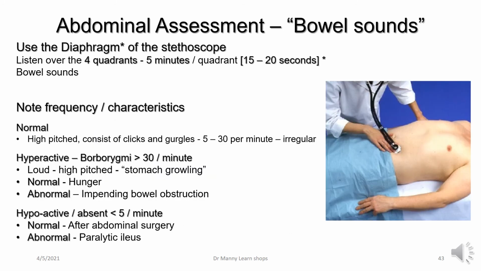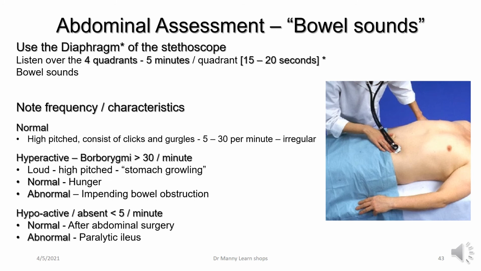Okay, when we do abdominal assessment for bowel sounds, we use the diaphragm. And the diaphragm is for high frequency sounds. And high frequency sounds are typically hyperactive. The bell is for low frequency sounds, like hypoactive bowel sounds. However, when you listen with the diaphragm, you listen over all 4 quadrants.